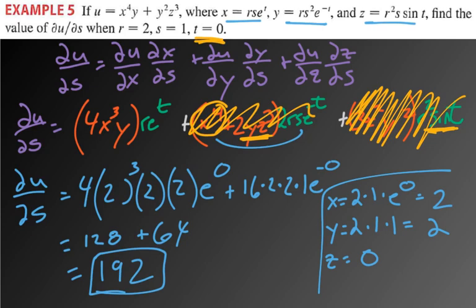There you go. So if you think about how messy it would be to put these in here and do the partial of u with respect to s that way, I guarantee you it's way more work. So this chain rule is incredibly helpful. It really, really does speed up a ton of calculations.